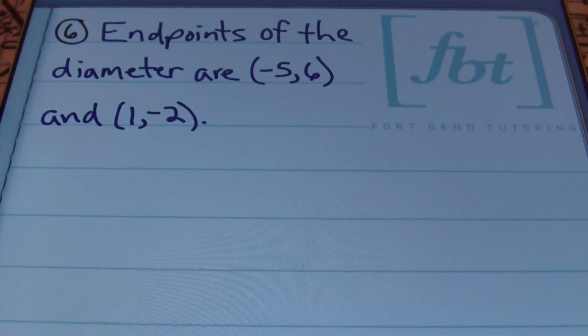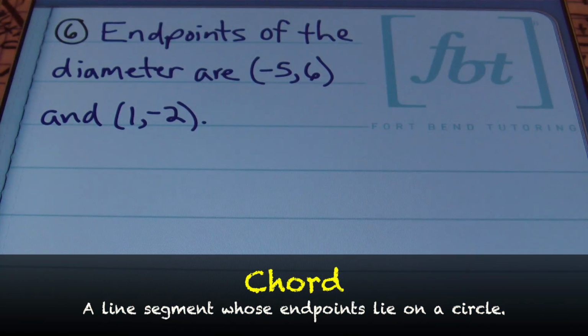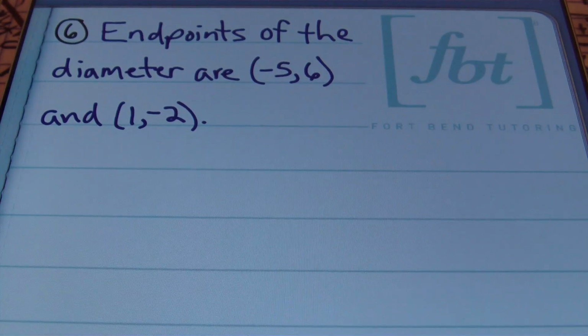In problem number 6, we're asked to find the equation of the circle in center-radius form given the endpoints of the diameter, which are (-5, 6) and (1, -2). We know the diameter is a chord, a line segment whose endpoints lie on the circle, and this chord goes through the center of our circle. So in order to find the center of this circle, we're going to start by finding the midpoint of these two points. This is the method that will always work in order to find the center of your circle.